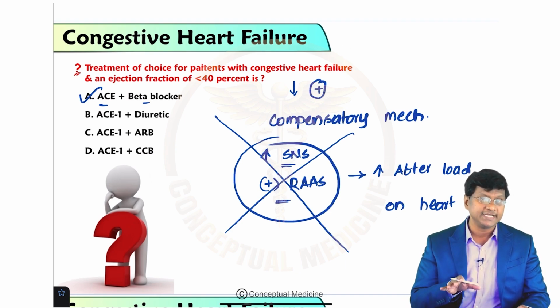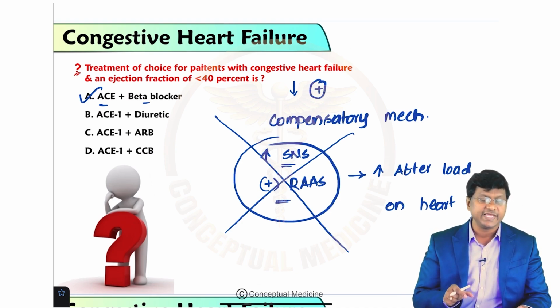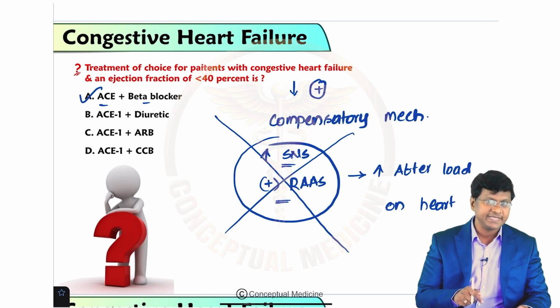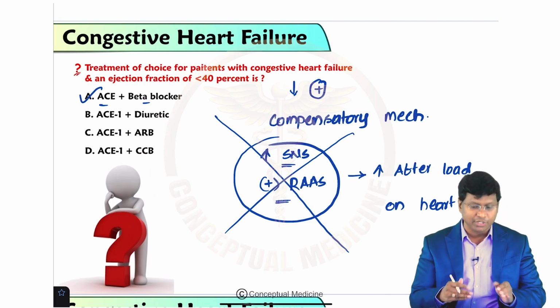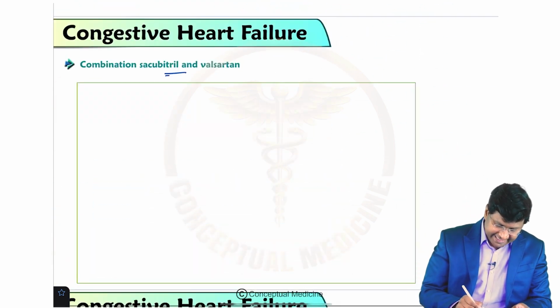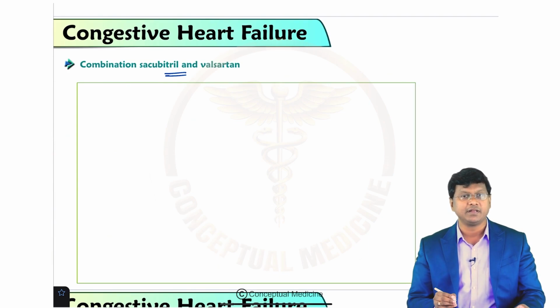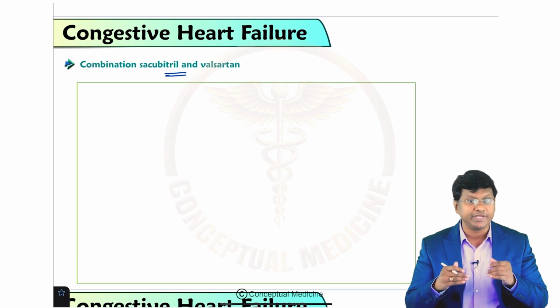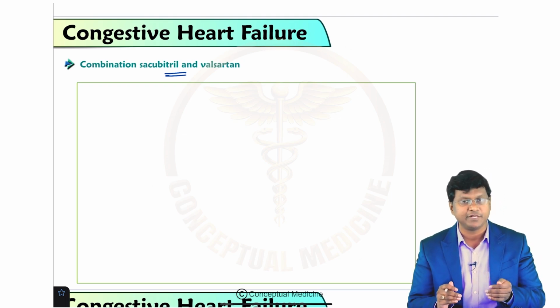And let me tell you that in patients with congestive heart failure, that is, in heart failure with reduced ejection fraction, in recent days a new molecule has come to improve the ejection fraction of the individual. Previously we were using ACE inhibitors and beta blockers, but the molecule which is now being added is the combination of sacubitril and valsartan. So the most recently approved medication to improve the clinical outcome in patients with heart failure with reduced ejection fraction is the combination of valsartan and sacubitril.